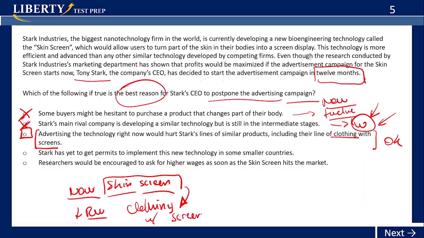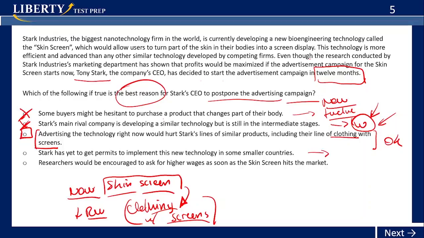That right now is hot, that right now is selling good. So you don't want to interrupt the sales of that product. So that would be a reason why you would need to wait 12 months. That's good. Letter D, Stark has yet to get permits to implement his new technology in some smaller countries.